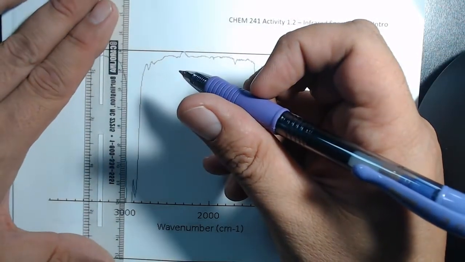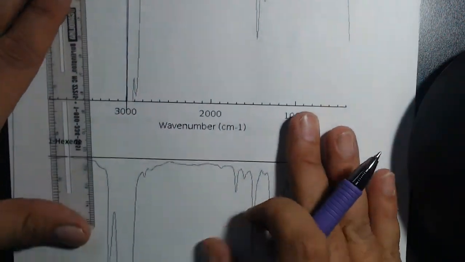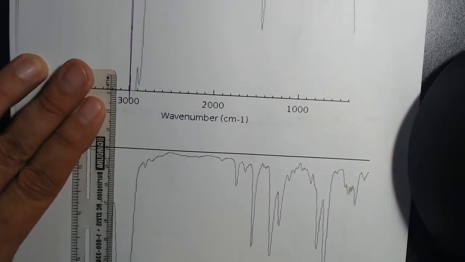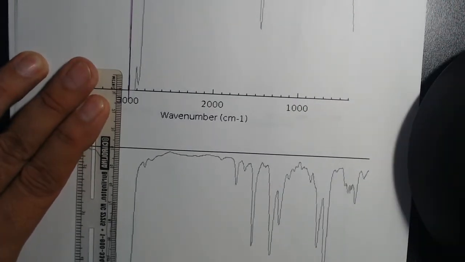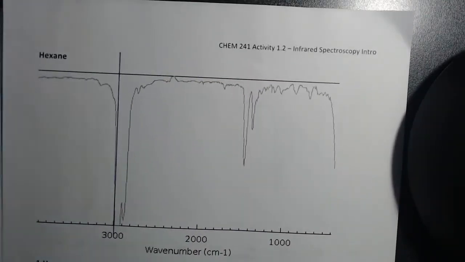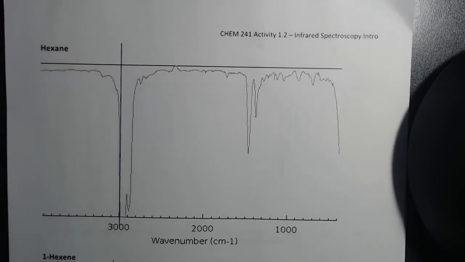So there's 3000. Let's just go straight up. And then on the hexene, it's the same thing again. Let's just get both these lines in here. While you're first starting out, you can draw it just for practice, but as you get better with more practice, I want you to just visualize this line. You won't have to draw it every time.